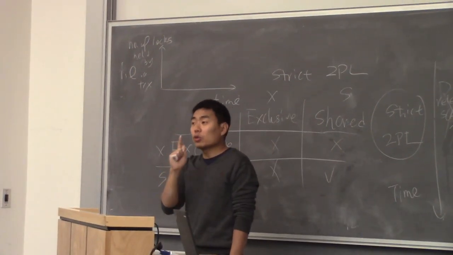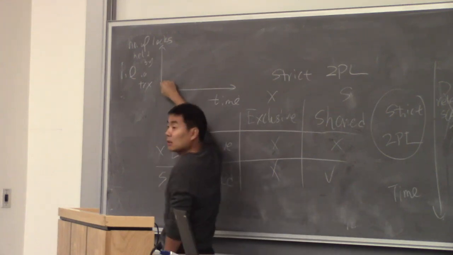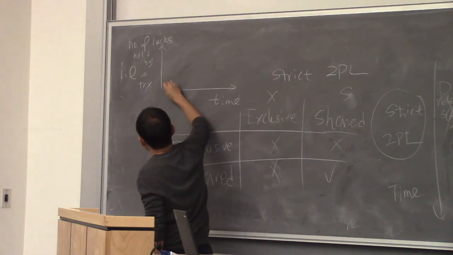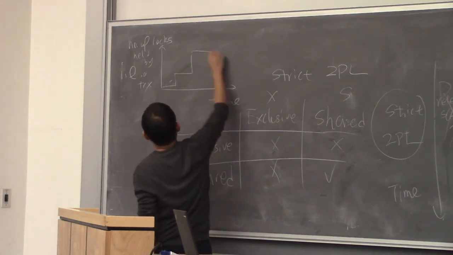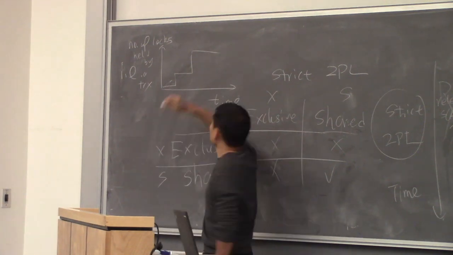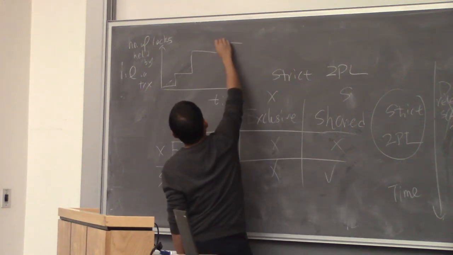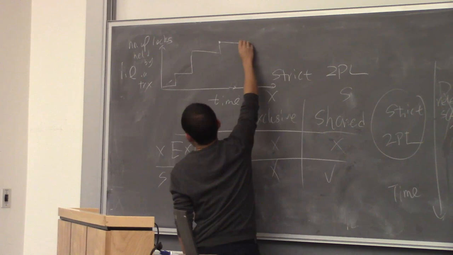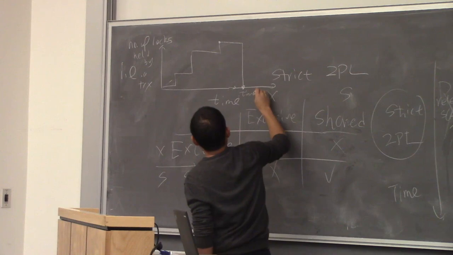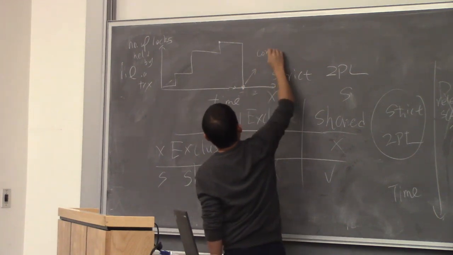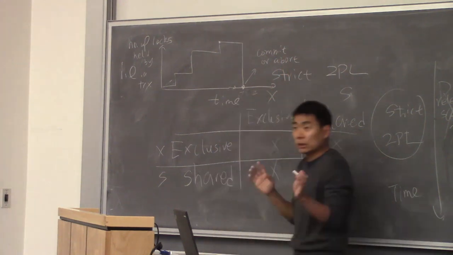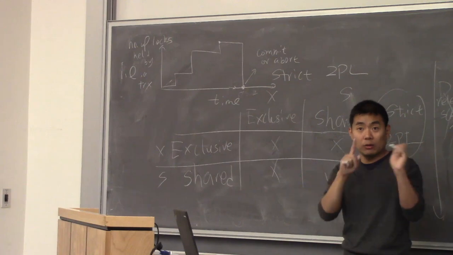The picture for strict two-phase locking looks like what? Initially zero, then you're going to grow. That may not be a linear trend, right? It might be something like a staircase curve. Do all of you follow me? Yes or no? And at some point it reaches the highest point, and then it will drop to zero immediately. And this is the time for commit or abort. That's what the curve looks like. Do all of you follow me?